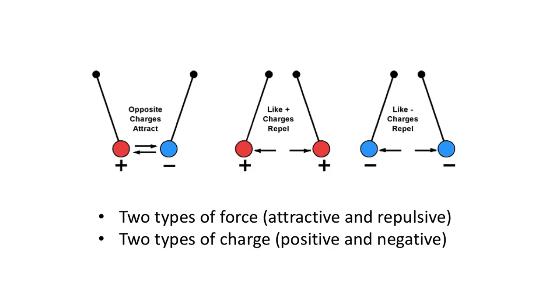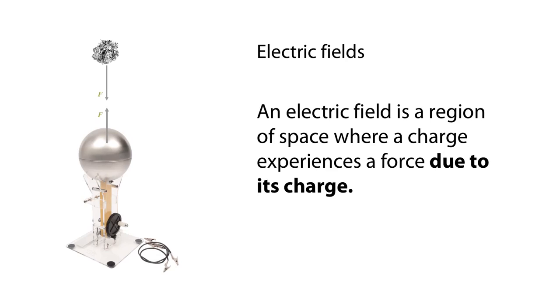If you have two charged objects that are relatively near to each other, technically this happens at any distance, but it gets a lot weaker with greater distances. But if you have these two charged objects, they will exert a force on each other. If their charges are opposite, then the force will be attractive, and if the charges are the same, either two positives or two negatives, then they will repel.